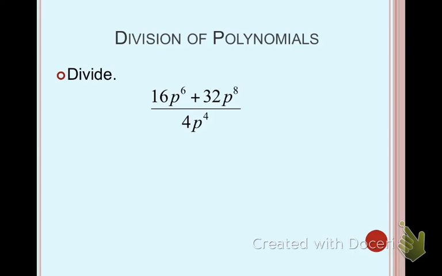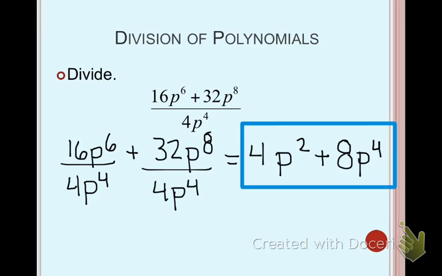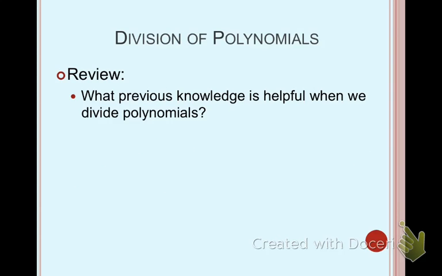Okay, this time I have a binomial divided by a monomial. Pause this one, work it out on your own, and see if you match up with my answer. 4p squared plus 8p to the 4th was the answer I got. It's really important to remember that you are dividing the coefficients, the numbers that are in front, but that you are subtracting the exponents. Okay, and that's it for division of polynomials. That section's pretty straightforward. It really is just the same as what you learned before. You're just breaking it down into those little miniature problems.